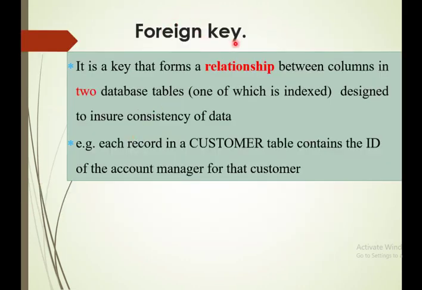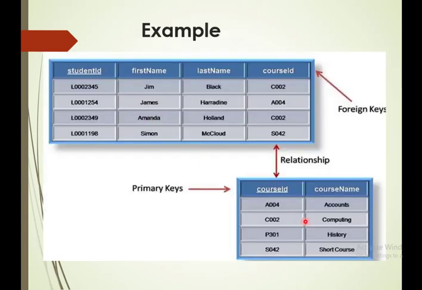The next is a foreign key, which is a key that forms a relationship between columns in 2 database tables, one of which is indexed, or rather one of which is the primary key. And this helps us to ensure that there is consistency of the data. Let's take an example. We have these 2 tables. One table has the courses, the other table is the students table. The course ID is the primary key in this particular table.